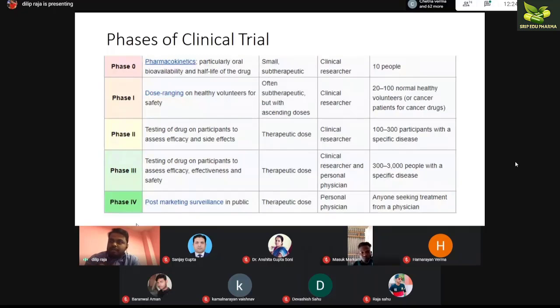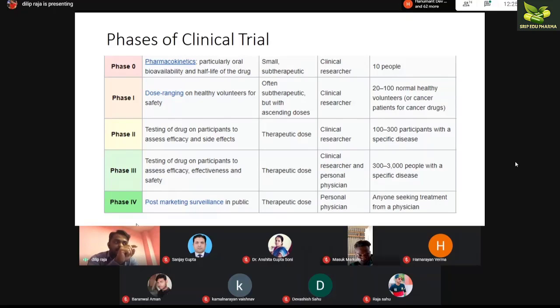If we are doing research on cancer, we'll take the cancer patients. If we are doing research on AIDS, we'll take the AIDS patients. So in this phase 2 we will take the patients. 100 to 300 patients we will recruit, enroll them into the study, and we will see the efficacy of the drug, as well as the side effects of the drug. Along with the pharmacodynamics we will also see the safety of the drug.